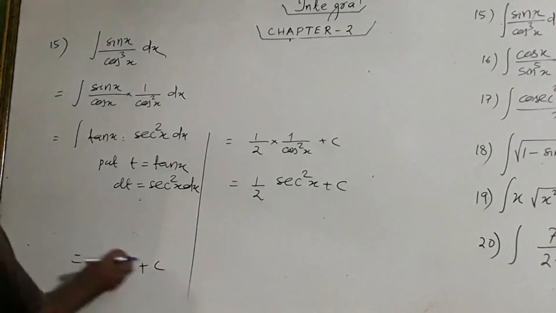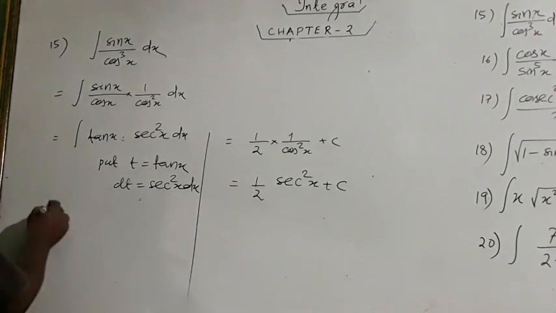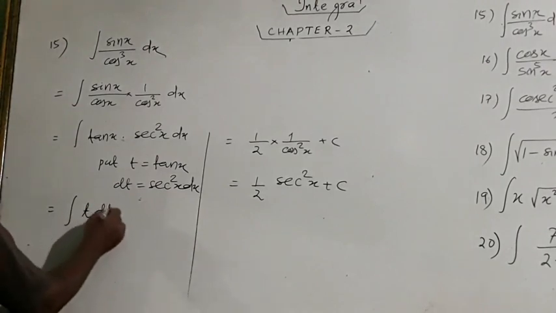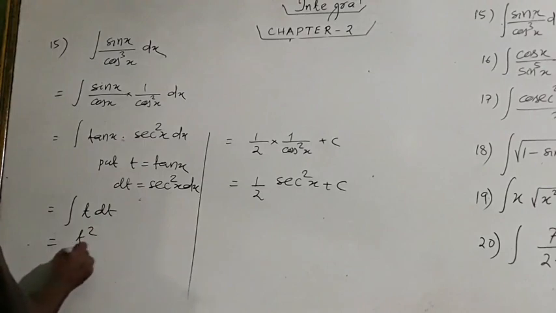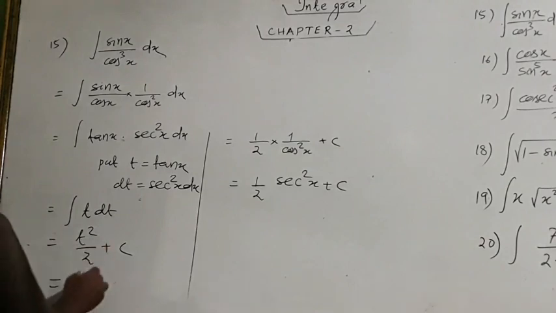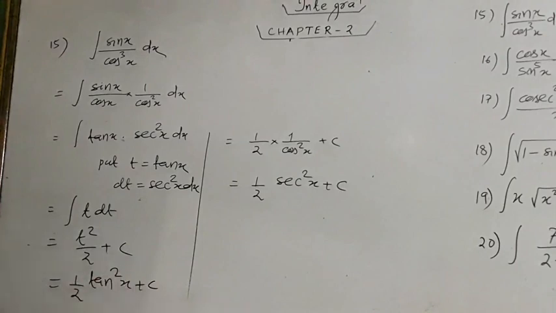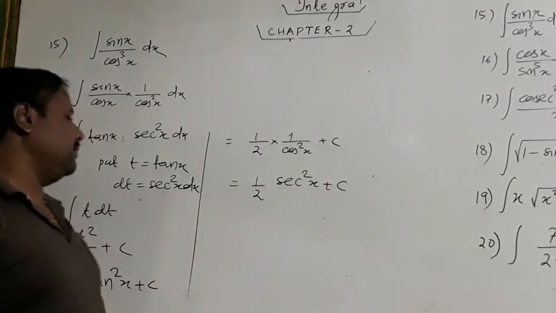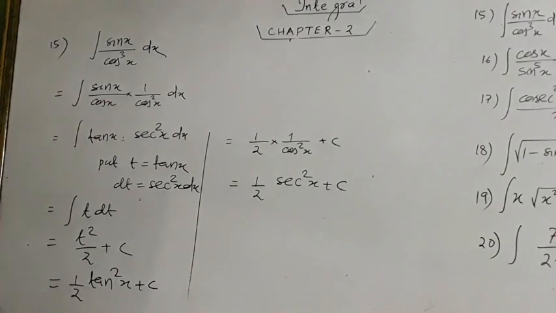So here it is what? Here it is the integration of t, sec square x dx is what? dt is equal to t square by 2 plus c. It is 1 by 2. What is t square? t is what? Tan square x plus c. Similarly, you will ask, sir, what is the answer here? Previously 1 by 2 sec square x. Here 1 by 2 tan square x.